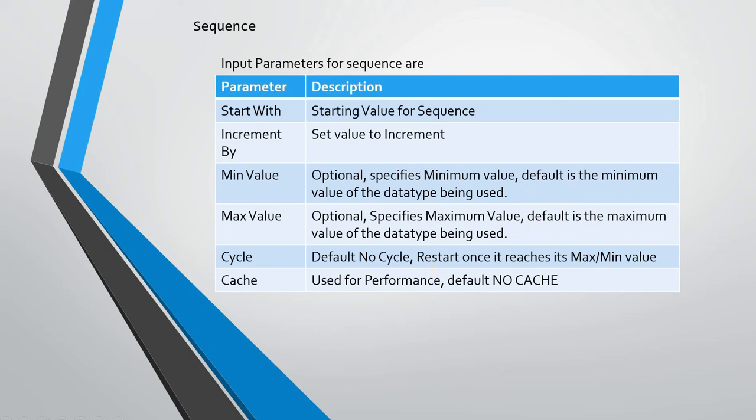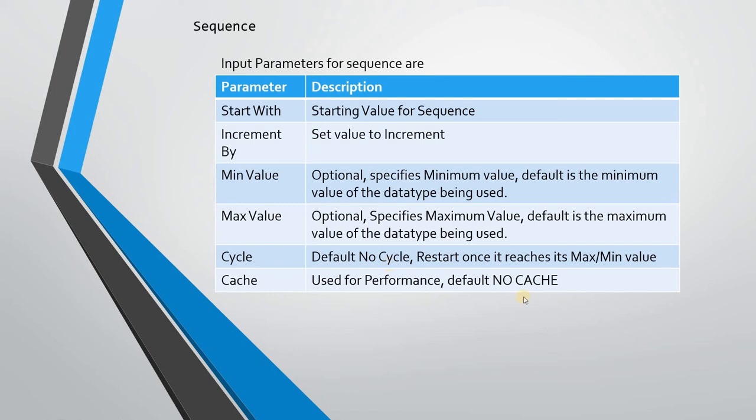Then comes CYCLE. What is a cycle? The default is NO CYCLE. What that means is that once you reach the maximum value, and then after that you try to generate a sequence, it will error out. It will provide an error that the maximum value has been reached. But if you specify CYCLE, then it will start again, depending upon your configuration or setting of the parameter. It will again start from the min value.